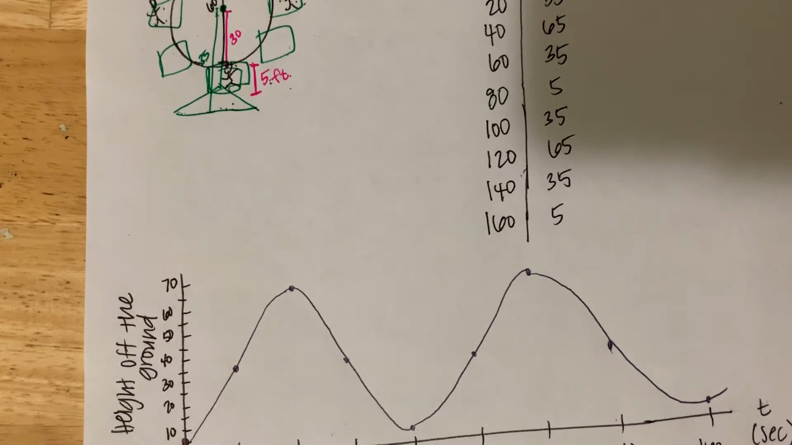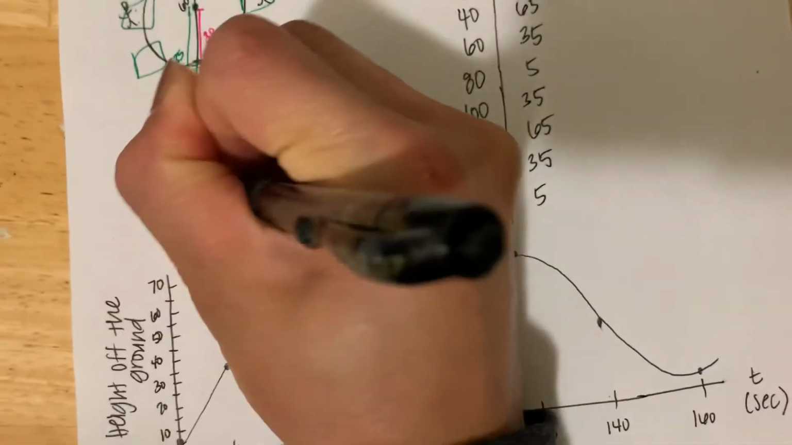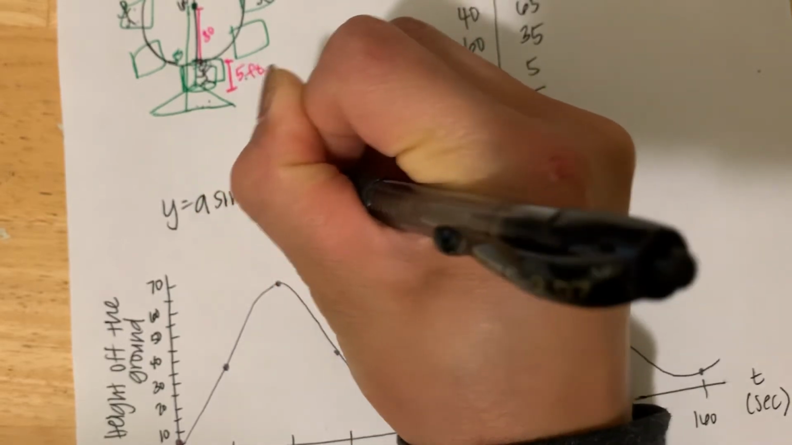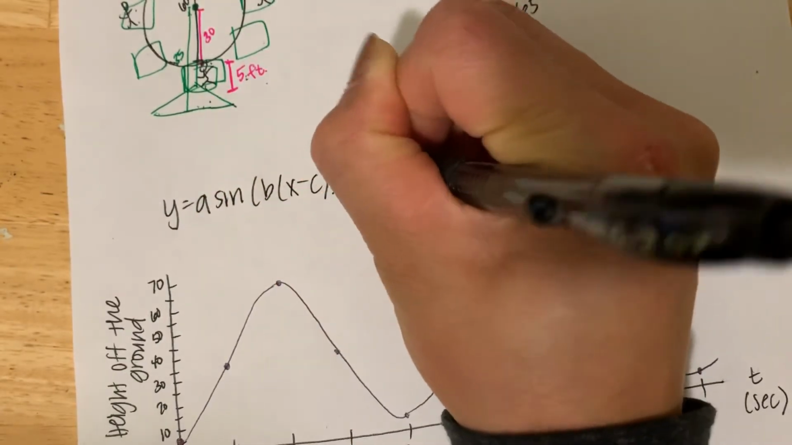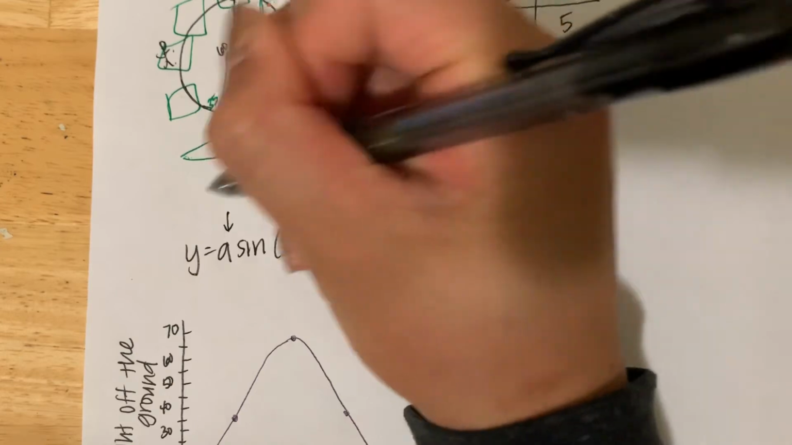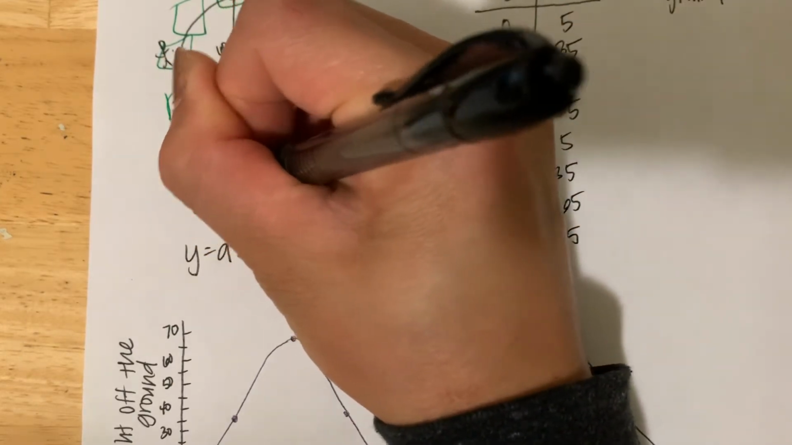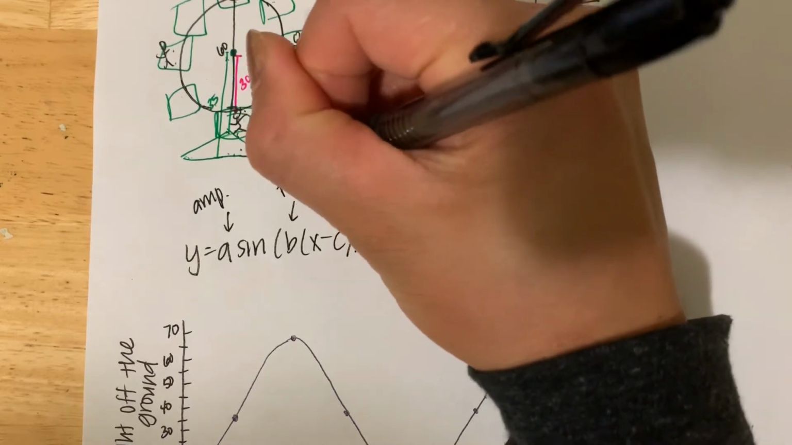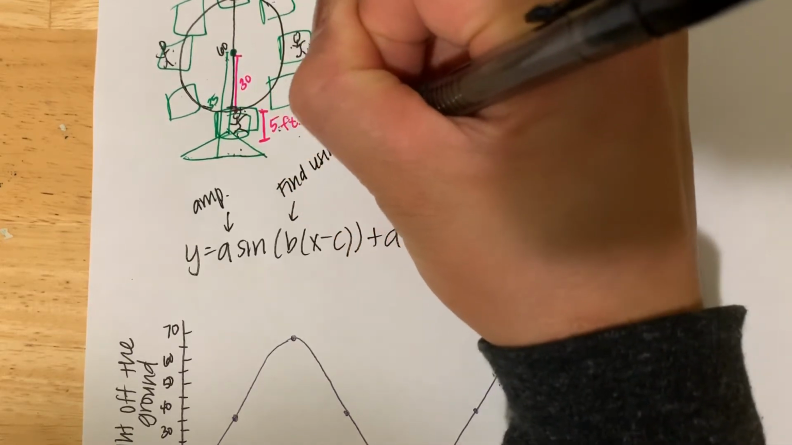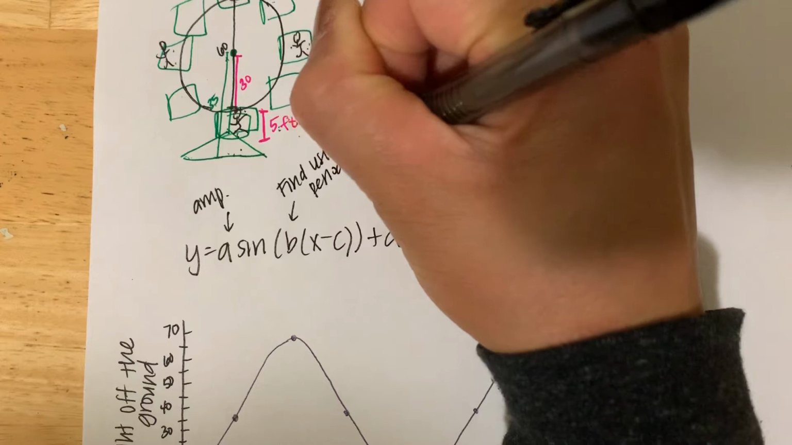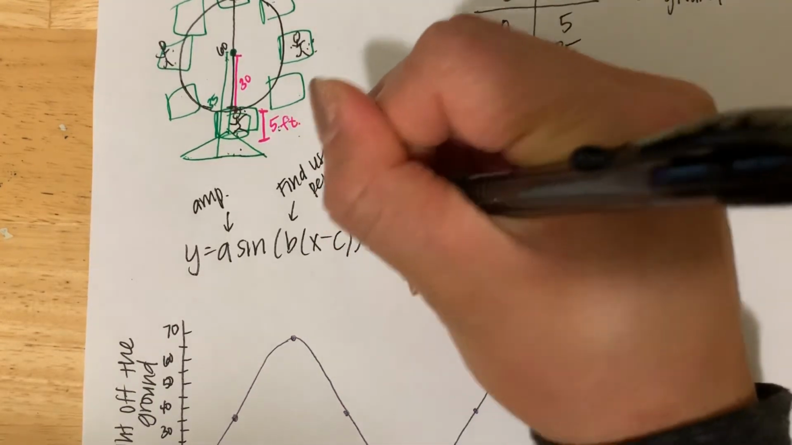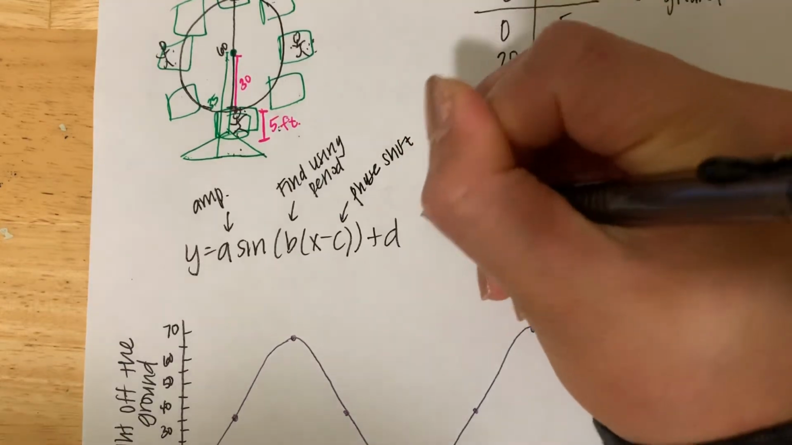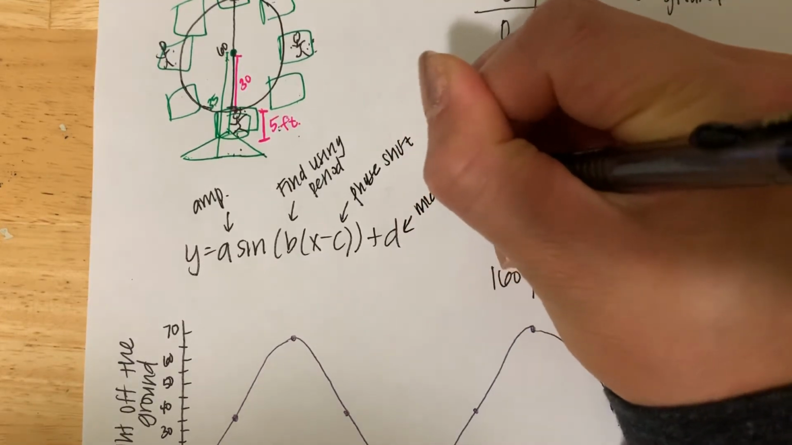So y equals a sine. There's a lot of parentheses here, so be careful. Remember the a is our amplitude. Our b we need to find using the period. The c is our phase shift. And then the d value is our midline.